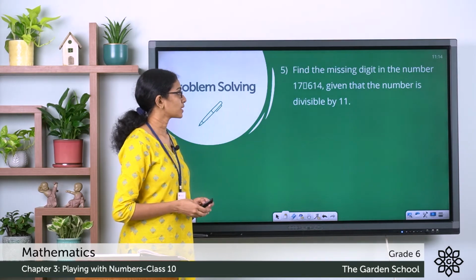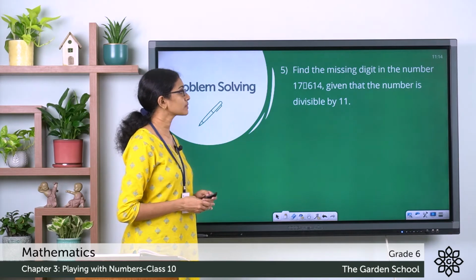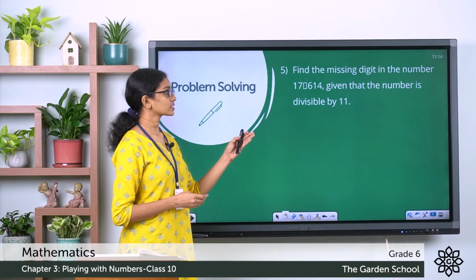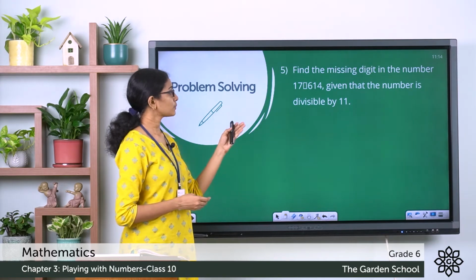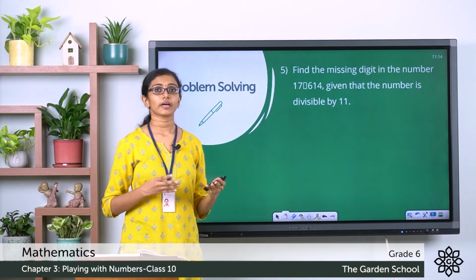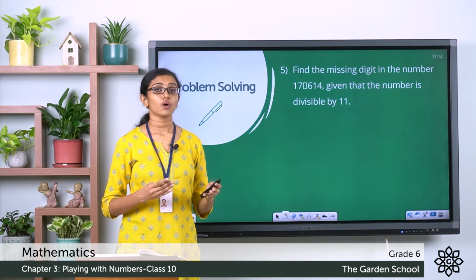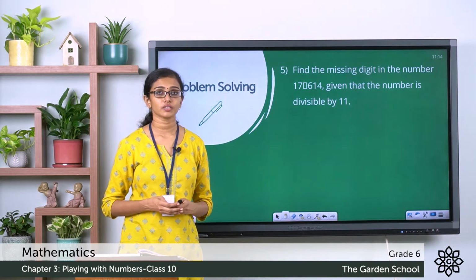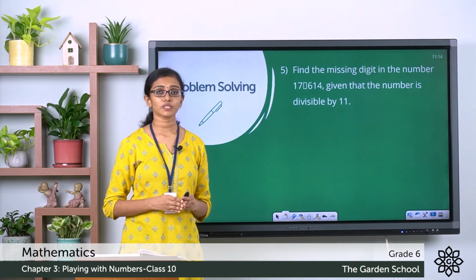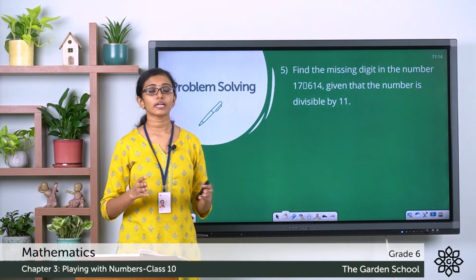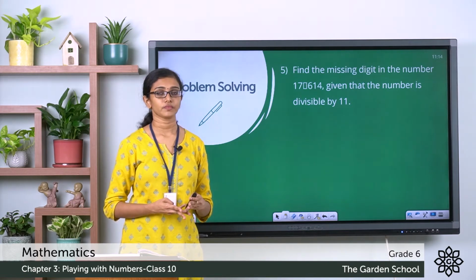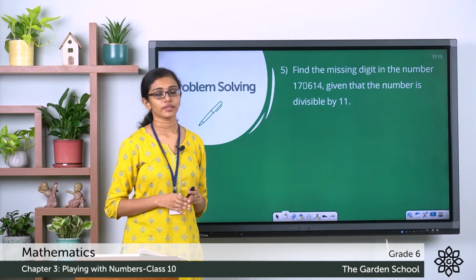Let's discuss the fifth question now. It says find the missing digit in the number 17-614, given that the number is divisible by 11. So for a number to be divisible by 11, what is the condition? The difference between the sum of the alternate digits must be either 0 or 11. So let's apply that rule here.